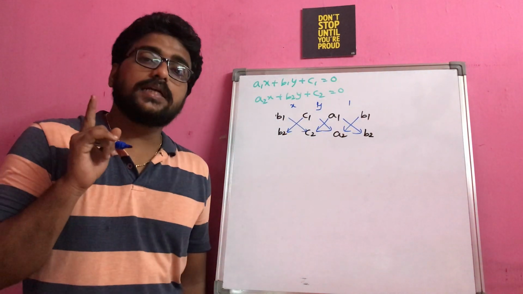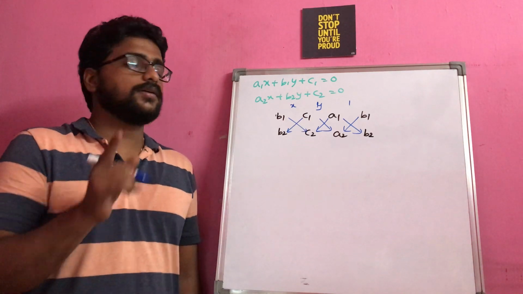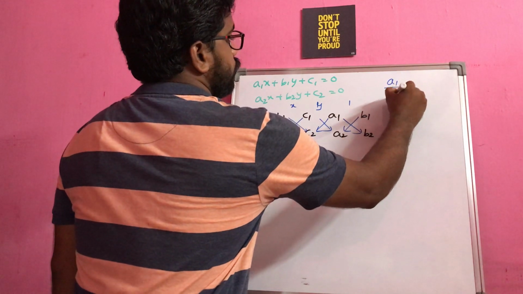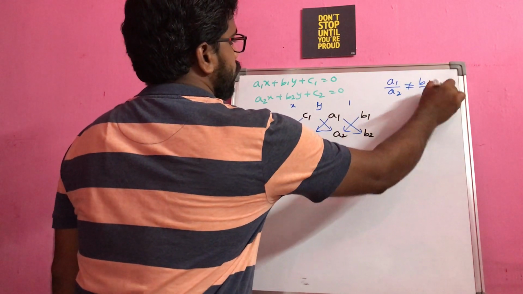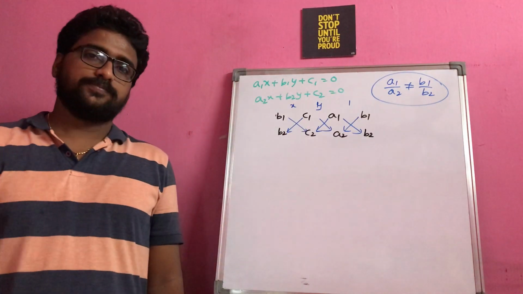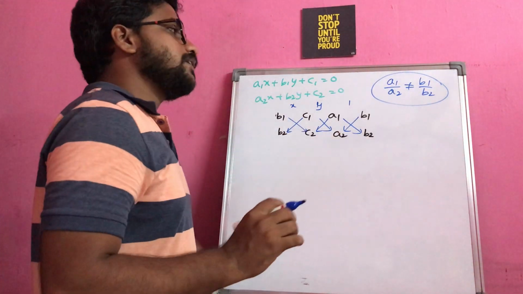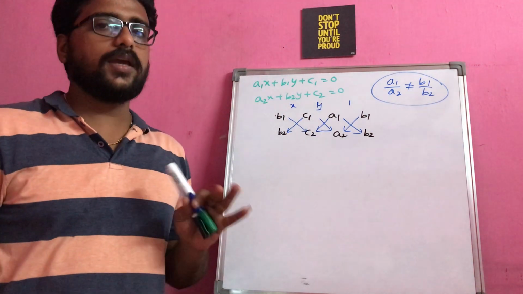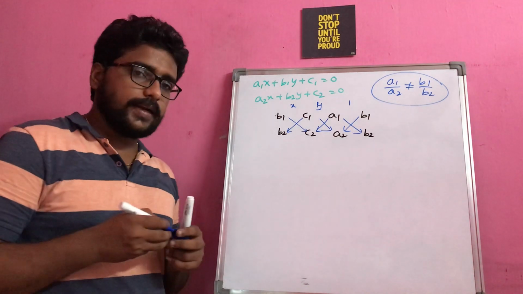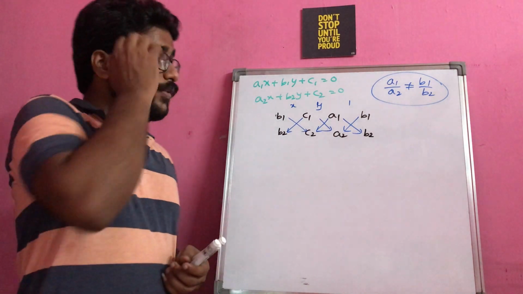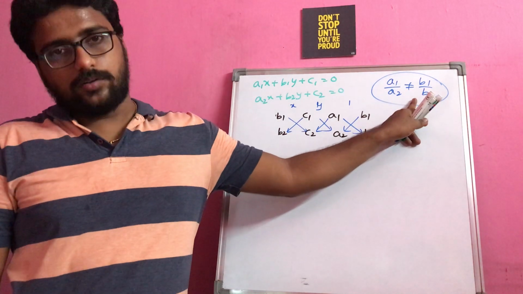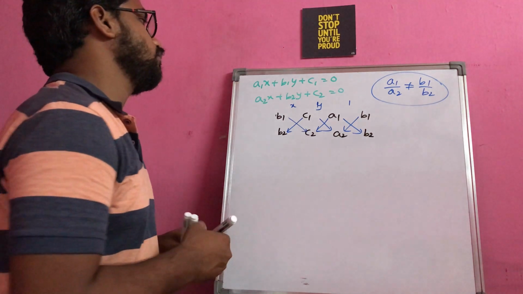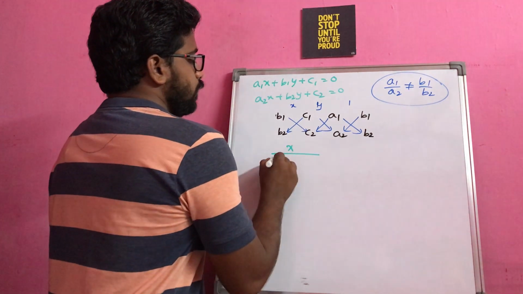One important condition you have to remember when doing the cross multiplication method is that a1 by a2 should not be equal to b1 by b2. This is very important. If it is not satisfied, then you should not use this method. Don't go for the solution immediately. First think about whether the condition is satisfied or not, and only then go for this method.